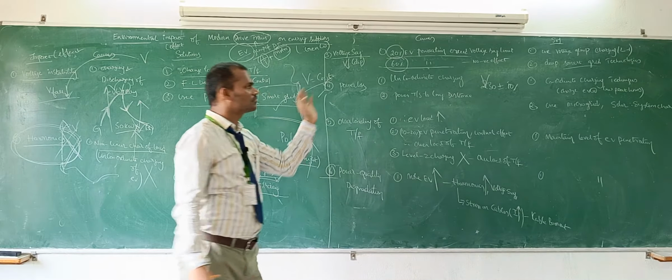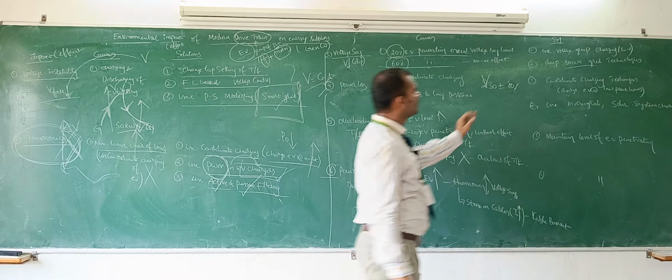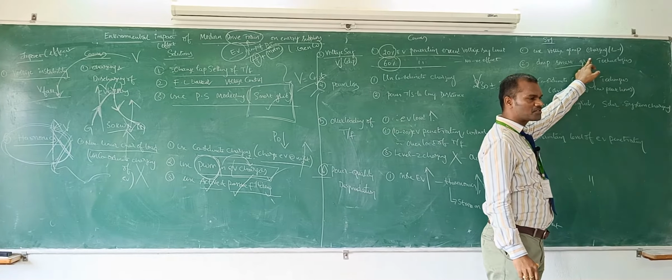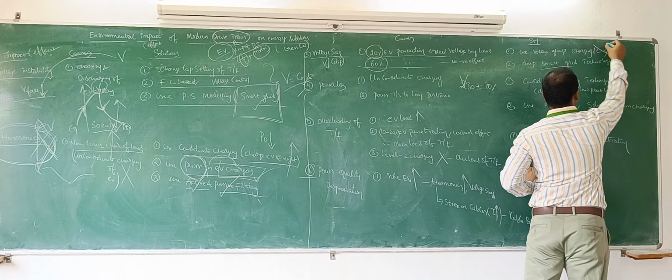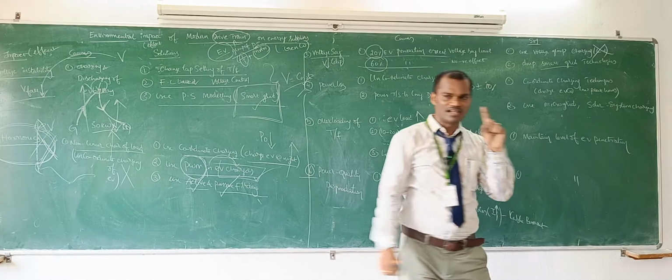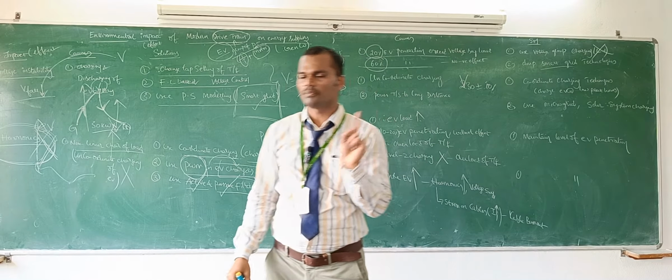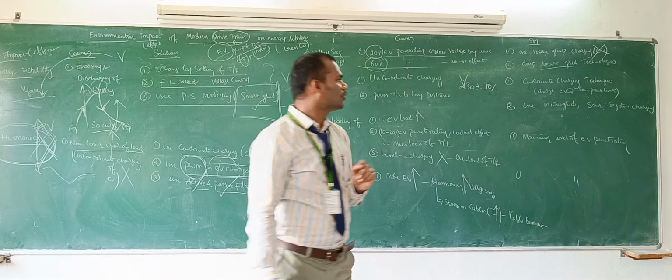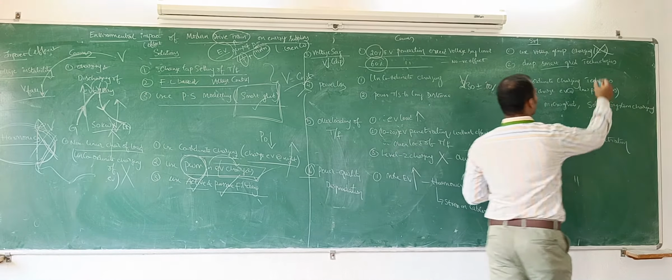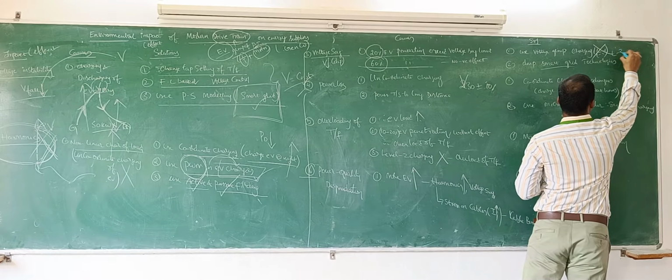Sir, what are the possible solutions? Possible solution is to use voltage group charging. Never buy a fast charger. Use only which type of charging? Level 1 charger, which is called domestic charger, 3.3 kilowatt like Tata Nexon EV, and use only level 1 or level 2 charger. Don't go with level 3 charging.